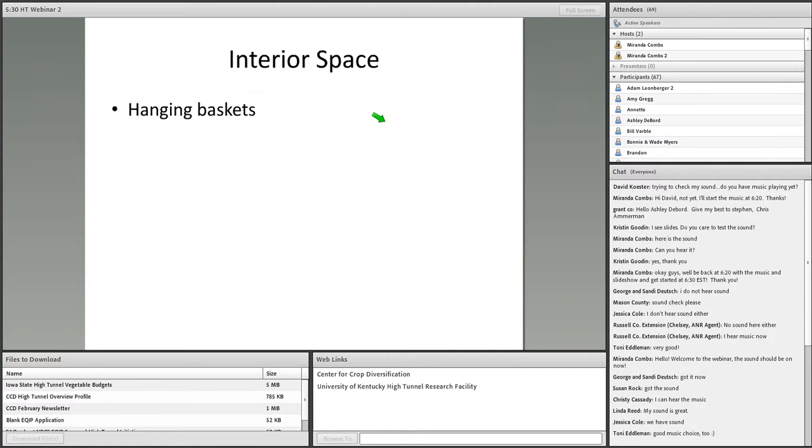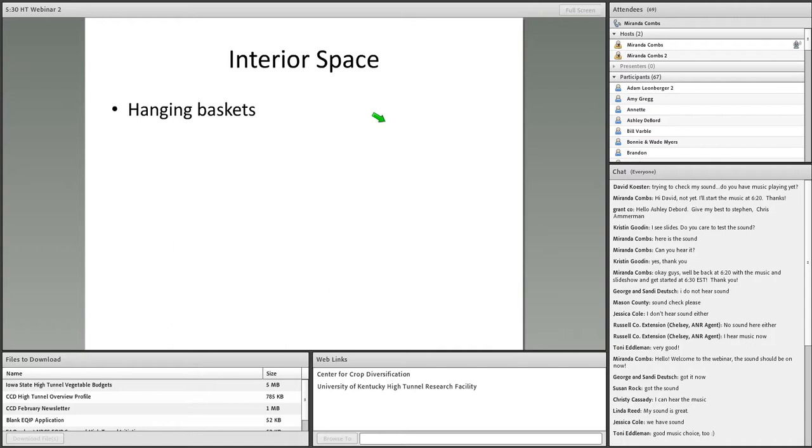Most people, I want to talk briefly just about interior space. Most people are going to be using typical rows growing in plastic culture or some sort of soil bed type system. I want to mention hanging baskets because we do have some people that will also grow ornamental crops. And so I've shown this picture here.